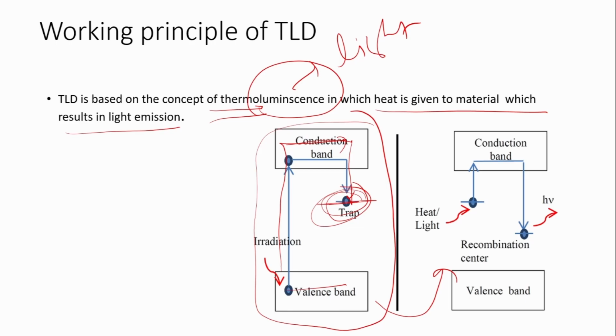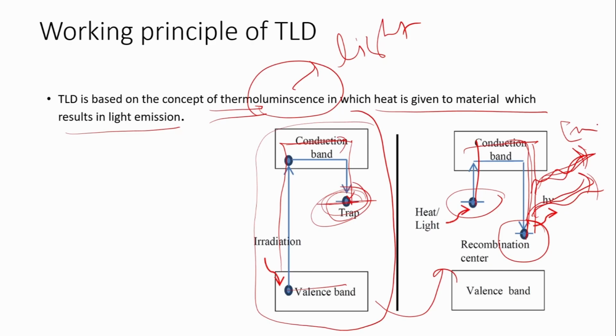The TLD reader provides heat to this material, and when it does, the electrons which are trapped, which carry the information about the amount of radiation exposed, get excited and enter the conduction band, lose their energy, and come back to a recombination center, releasing some amount of light. That light is nothing but your dose. That light is converted into the dose. This is with the recombination center, and the emitted light is the required dose information.